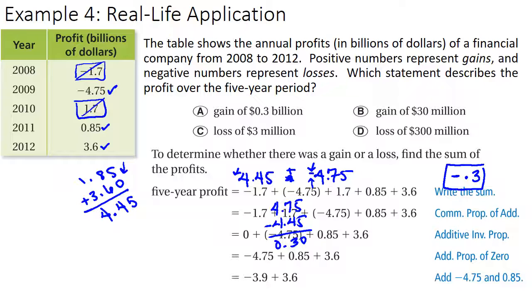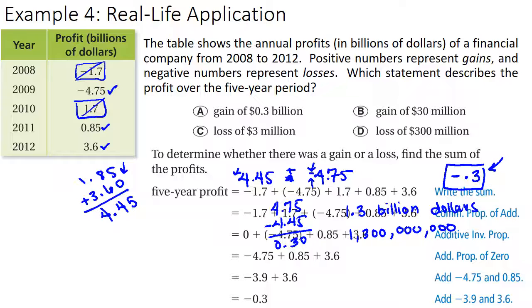So when we're looking at this, for example, if we had $1.3 billion, what that would look like right now is 1,300,000,000. So now this is $1,300,000,000. So if we're just looking at negative 0.3, this 1.3 would just disappear. So we're looking right here at just a $300 million loss, which would bring us down to a loss of $300 million in letter choice D.